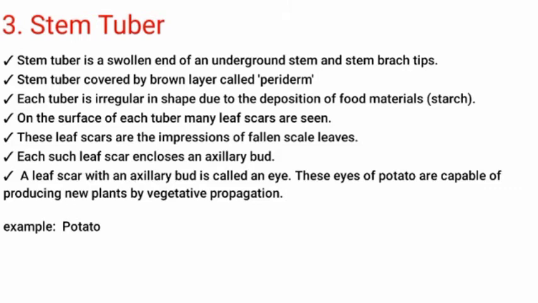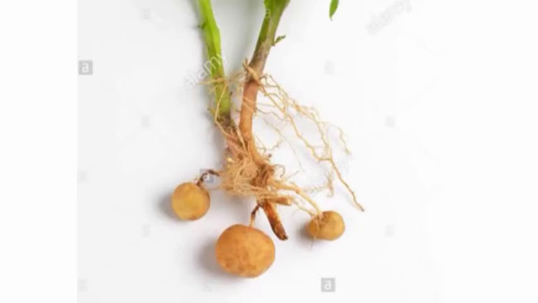Example: potato. Let's see the diagrammatic representation. In the underground, the stem or stem branch tips store food material and become tuberous, which is called a stem tuber, covered by a brown layer called periderm. In this potato, there are small buds called eyes, which help in vegetative reproduction or vegetative propagation.